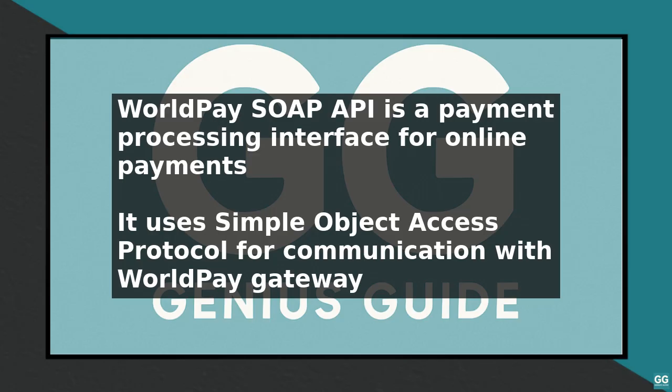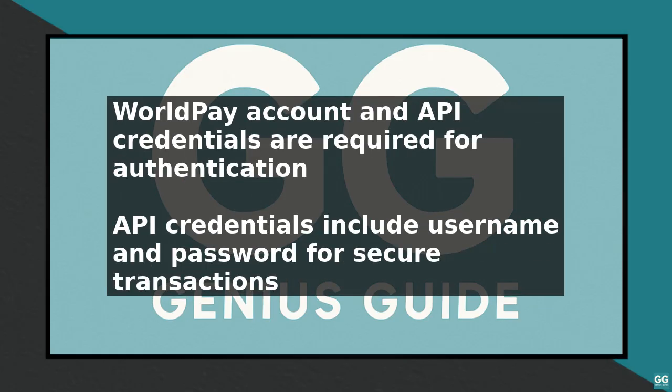The WorldPay SOAP API provides a range of functionality, including payment processing, refunds, and transaction queries. You can use the API to process credit and debit card payments, as well as other payment methods such as PayPal and bank transfers. One of the key benefits of the WorldPay SOAP API is its flexibility and customization options.